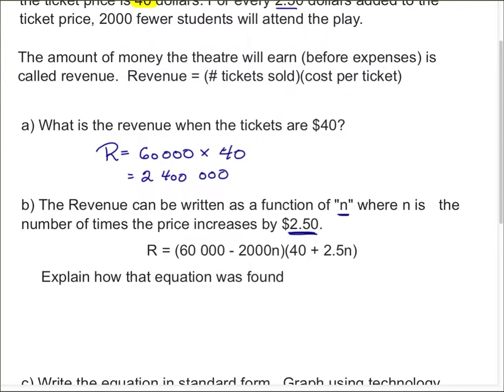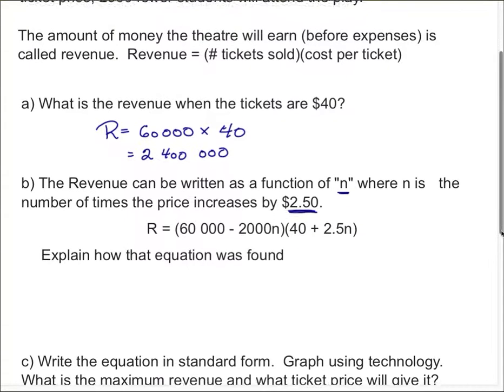What about if n were, say, 10? Well, if n were 10, that means that this now becomes 2.5 times 10, or $25, and that means that the total price per ticket is $65. Now, they're not going to get too many people coming if they're going to charge $65. That's a fairly big increase. Okay, but that's what this means.